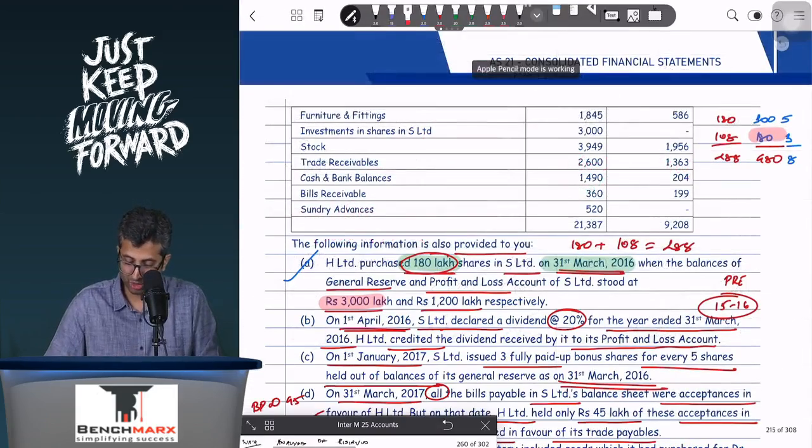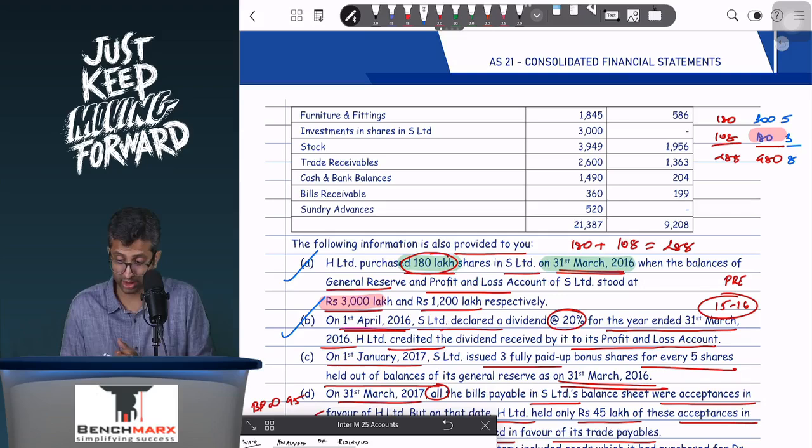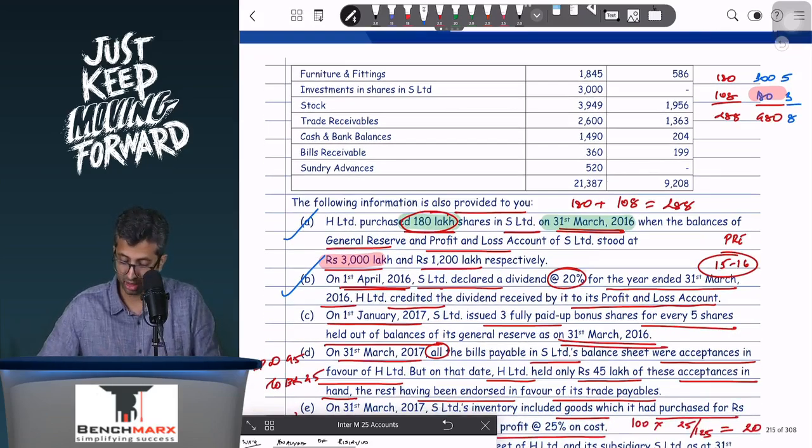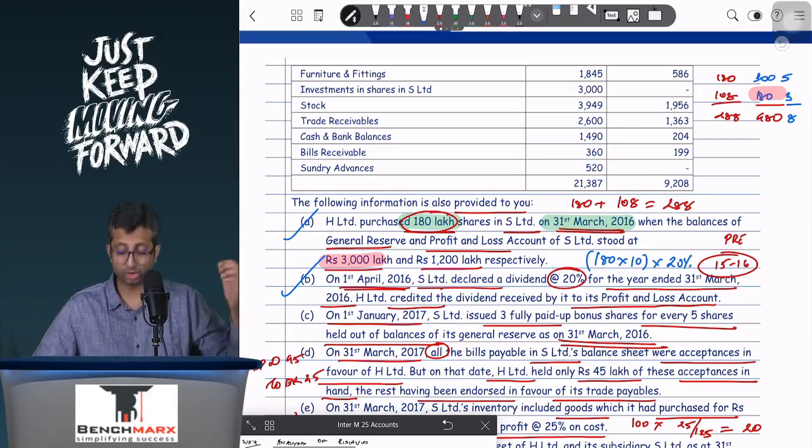Now there is also an adjustment pertaining to dividend, but this is pre-acquisition dividend. It should have been reduced from investment, but it is actually reduced from the P&L. So there is an error. Ideally, at how many shares? 180 shares. There was no bonus, into rupees 10. That is shares with a face value of 1800 into 20%. I must have received 1800 into 20%. That comes to 360.